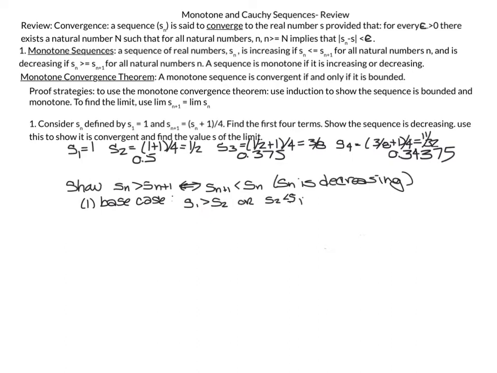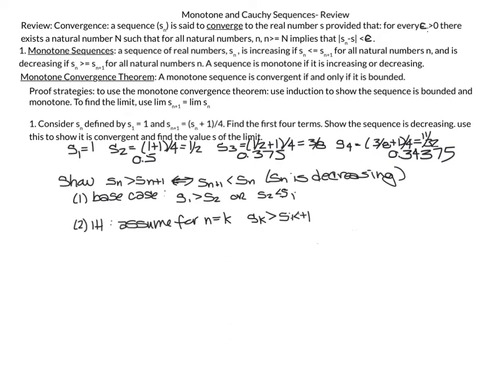You can see from my terms here that S2 is less than S1. For my inductive hypothesis, I'm going to assume the statement is true for n equals k. That is, S of k is greater than S of k plus 1. And last, I need to show, using my inductive hypothesis, that the statement for k plus 1 must be true. That is, S of k plus 1 must be greater than S of k plus 2.